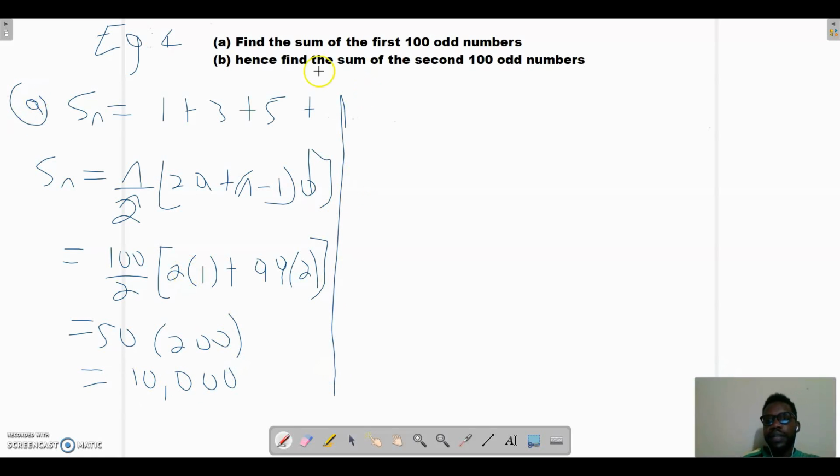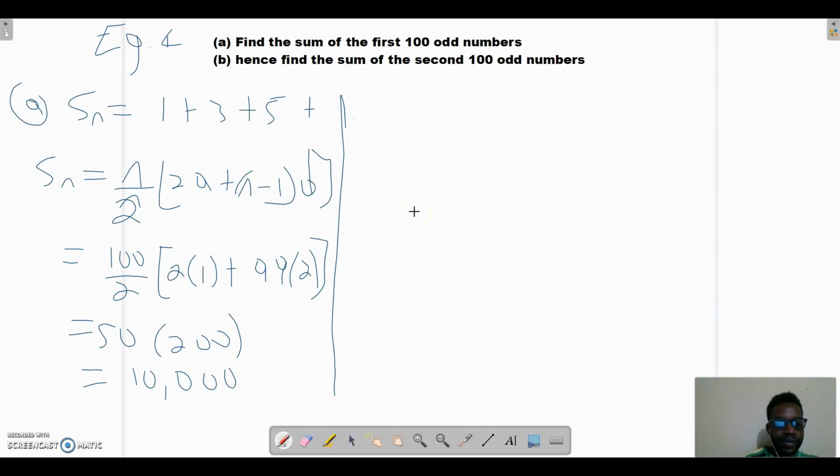Now it says part B, hence find the sum of the second 100 odd numbers. Now here's the problem. I could do a similar concept, but in order to work this out, I would have to know where the second 100 odd numbers start from, which is going to be a bit technical because the first one is not going to be 101. Because remember, from 1 to 100, you have 50 odd numbers. And then from between 100 and 200, inclusive, you have a next 50. So you'll have to figure out what the 101st odd number is. That is going to be technical and take some time.